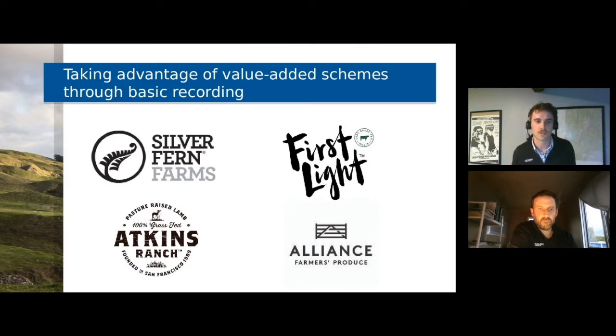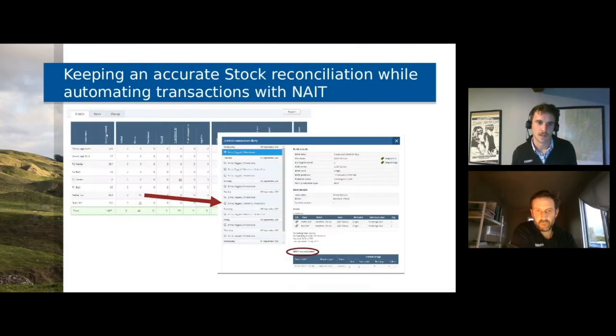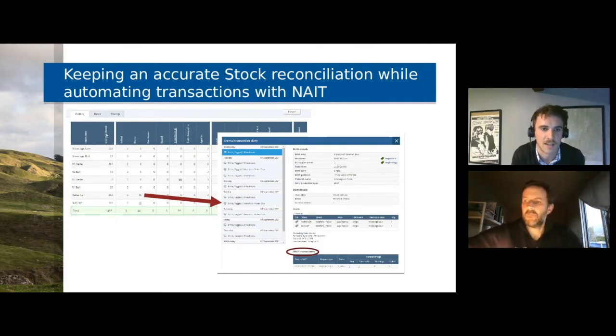So getting those records in place and all together, so when it comes to meeting those audits, you can tick them off real quick. The next point is keeping an accurate stock rec while automating transactions with Nate. And I think this is one of the key cornerstones of FarmIQ. If you know how many animals you have on farm any day of the year, it's pretty paramount when it comes to planning. And then automating those transactions with Nate just takes any effort out down the line as well.